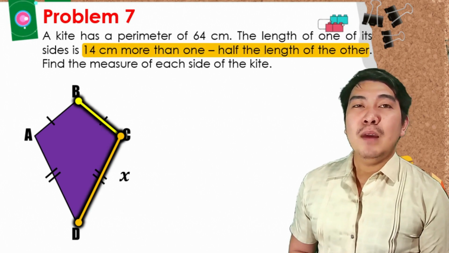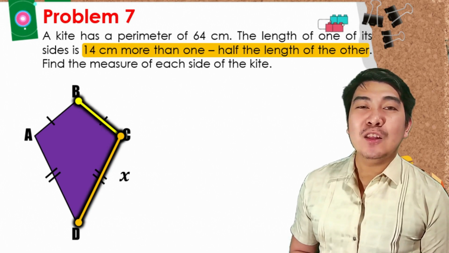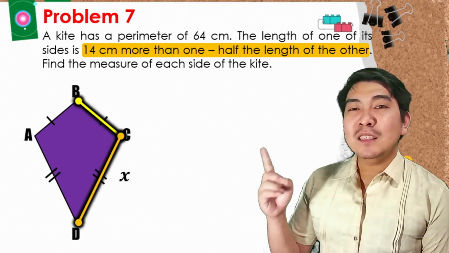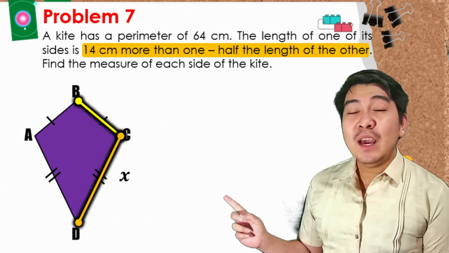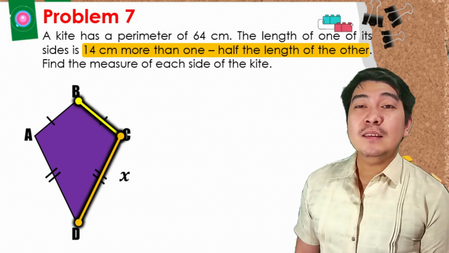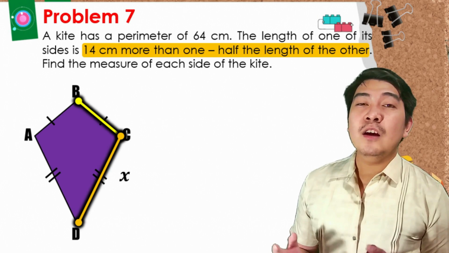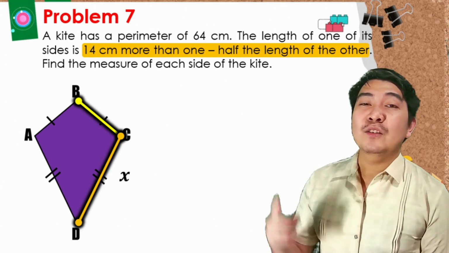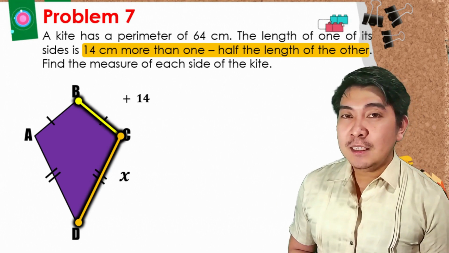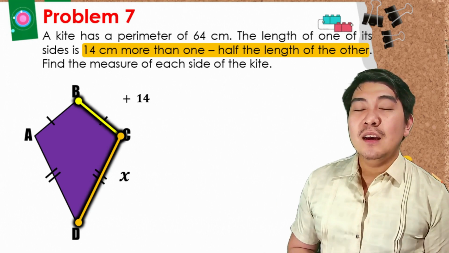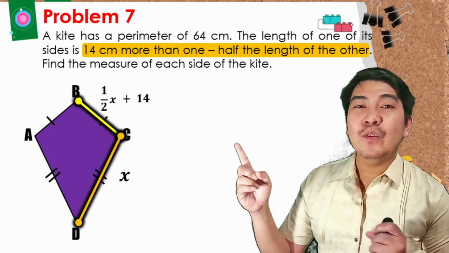We have here the statement 14 centimeters more than one-half the length of the other. So the length of one side will be 14 centimeters more than one-half the length of this given side, which is CD. Let us now convert it into a mathematical phrase. Like in the rectangular garden, let us work backwards in order to translate this statement. 14 more than, so that will be plus, one-half the length of the other. The other side is x, so therefore the length that will be represented here is one-half x.